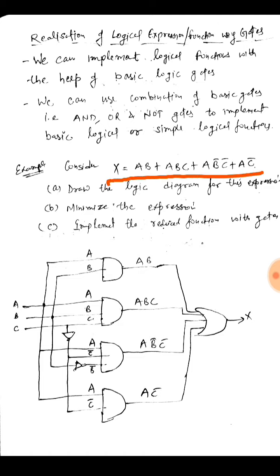a function of AB plus ABC plus A B bar C bar plus AC bar. So it is involving three variables. First, draw the logical diagram of this expression, then second, minimize it, and then again draw the diagram using gates of the minimized function. So in the first case we are having three variables.